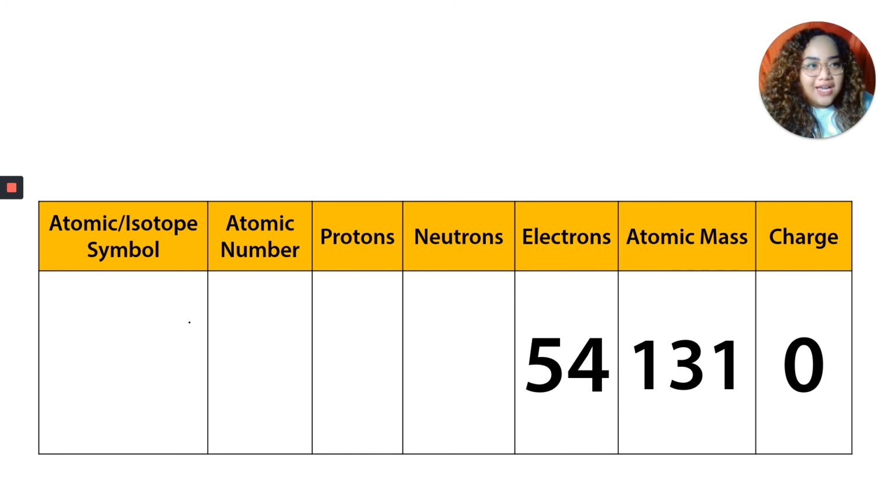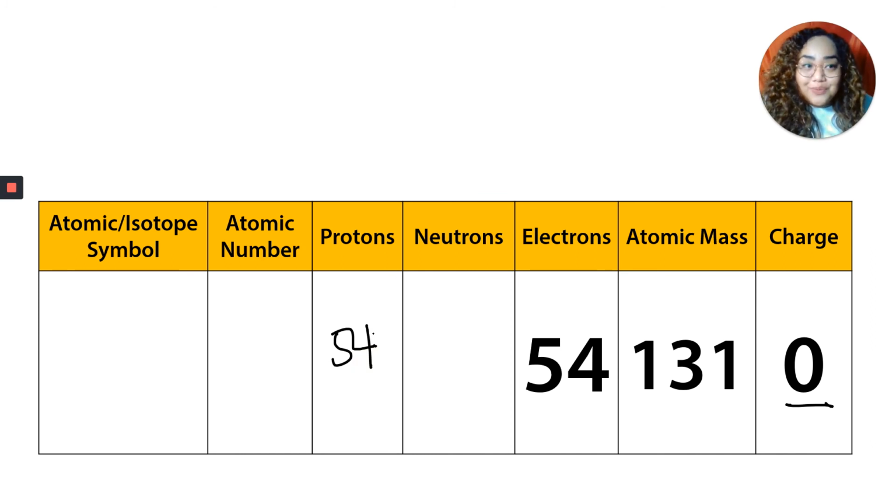Now next one. Next one, we're not given any symbol. We're just given the number of electrons and the atomic mass of 131. But the thing is, Teacher Naihma, how are we going to determine what element that is? That's pretty easy. Why? Because if you look at it, the charge is 0. Therefore, there is no loss nor gain of electrons. So the number of electrons will be the same as the number of protons. If the number of electrons is 54, the number of protons will be the same. That will still be 54.